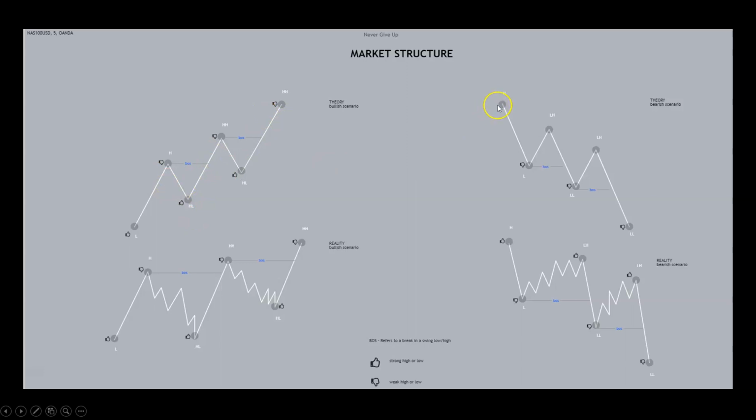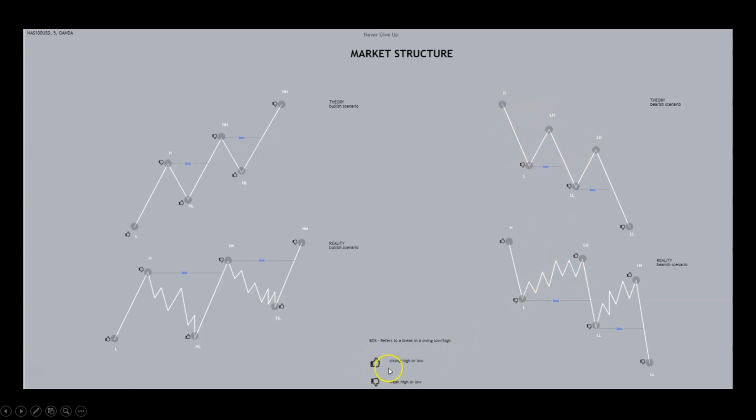The bearish scenario is just the opposite of the bullish scenario. Price is creating lower highs and lower lows, and this is a complex version, or complex scenario, of the above.